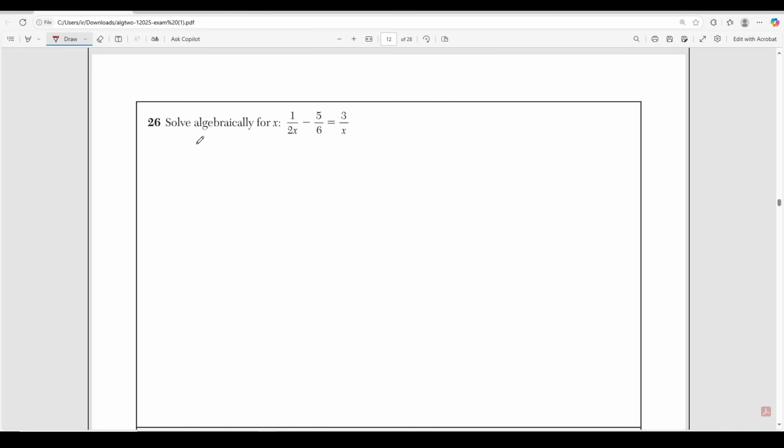So number 26 asks us to solve algebraically for x here. We have 1 over 2x minus 5 over 6 is equal to 3 over x. So in this case, what I have to do is I have to combine like terms.